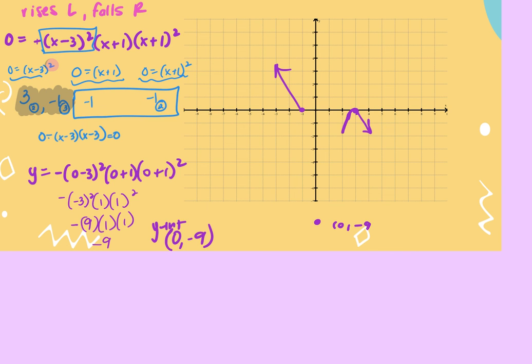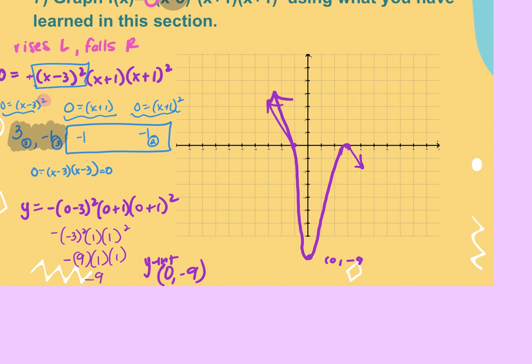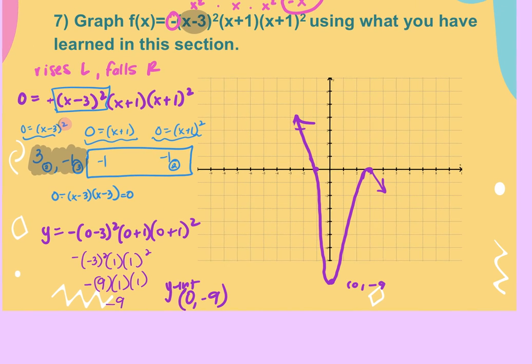So it bounces at the 3, it hits the negative 9, it's going to come back up and cross through that negative 1. Why does it bounce off? Because it has an even multiplicity. And again, if you graph this on a graphing utility, which we will eventually do, it might come down lower than that negative 9 and come back up through that negative 9. We're just approximating what it is.